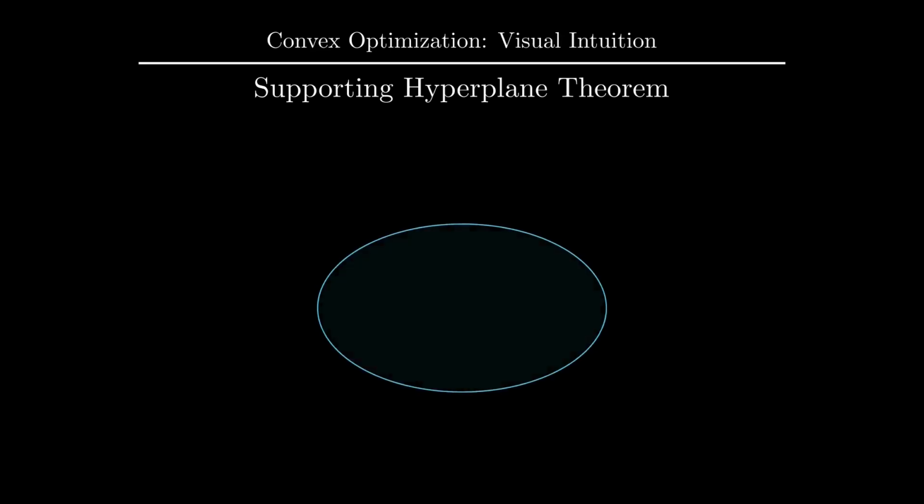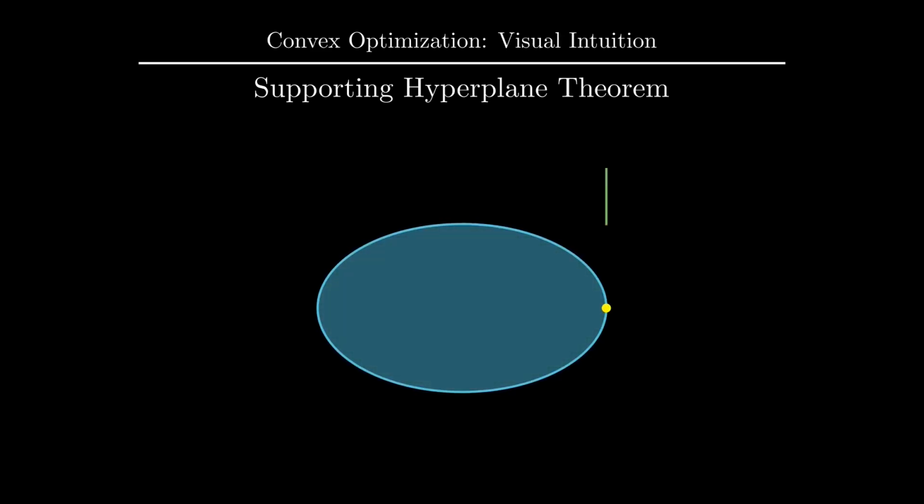This leads to the supporting hyperplane theorem. It says, for any convex set, you can pick a point on the boundary and slide a flat sheet of paper up against it without cutting inside. This plane divides the space into 2 halves. The set is entirely on one side. This geometric fact is the engine that makes duality work.